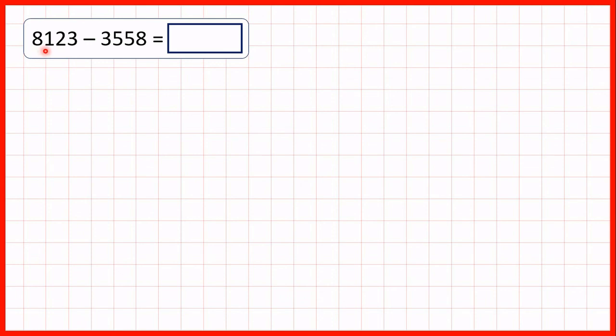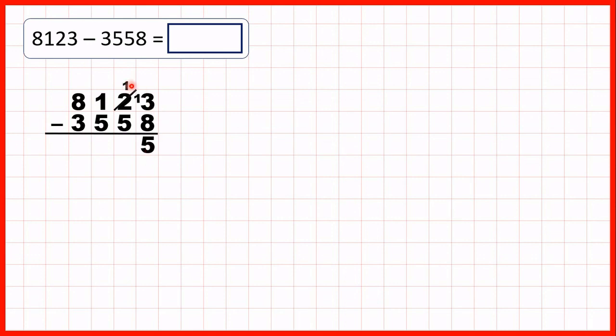Now, 8,123 minus 3,558. So we need to write this out as a column subtraction. We can't do 3 minus 8 because the number on the bottom is larger than the digit on the top. So we need to go to the left, 1 less, 1 in front. Now 13 minus 8 is 5.